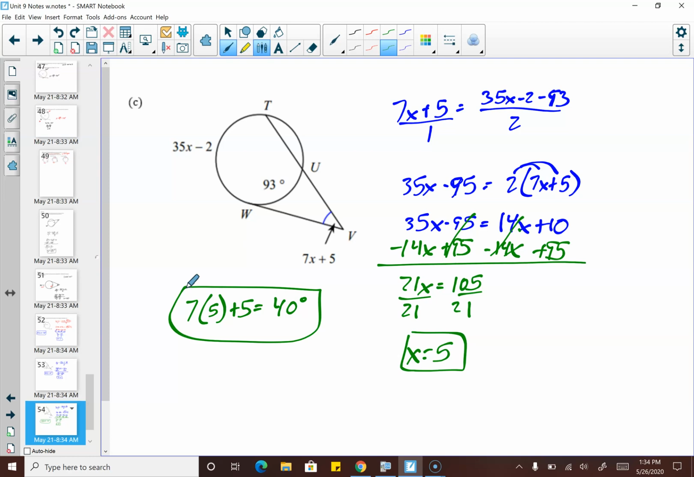So you can see basically what this comes down to is these are actually more challenging problems than what you're likely to face. But you have to remember that that angle outside the circle is going to be equal to the big arc minus the small arc divided by 2.